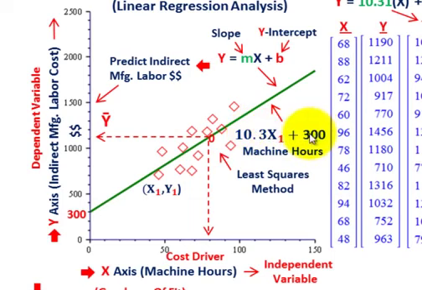Plus, we have what they call a y-intercept. We have to add 300. So 300 is where, at zero machine hours, we still have an indirect labor cost of $300. So that's the simple linear equation that we're going to be analyzing to see, based on our 12 different data points and machine hours, how accurately the linear regression can predict our indirect manufacturing labor cost.